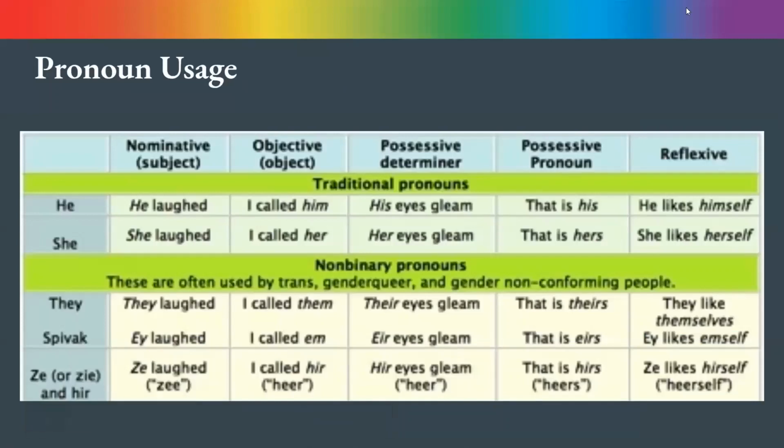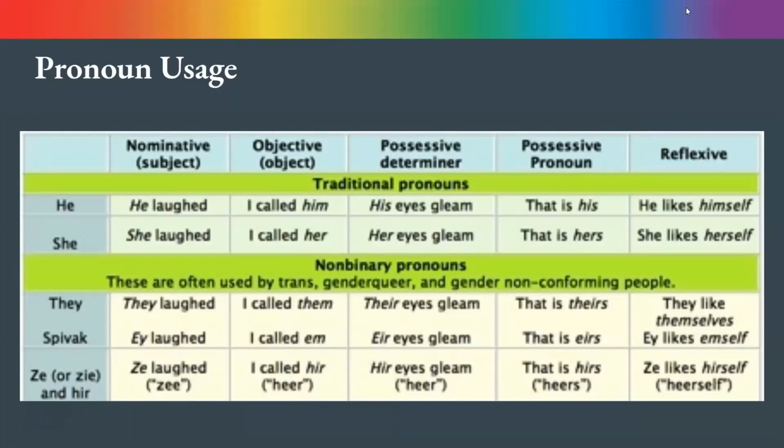Sorry, this is kind of blurry. On the top chart, we have the traditional pronouns. Also above that, we have all the English lingo about how to use these words. And then underneath the traditional pronouns, we have the non-binary pronouns, which are pronouns that anybody can use, but are primarily used by gender non-conforming people.